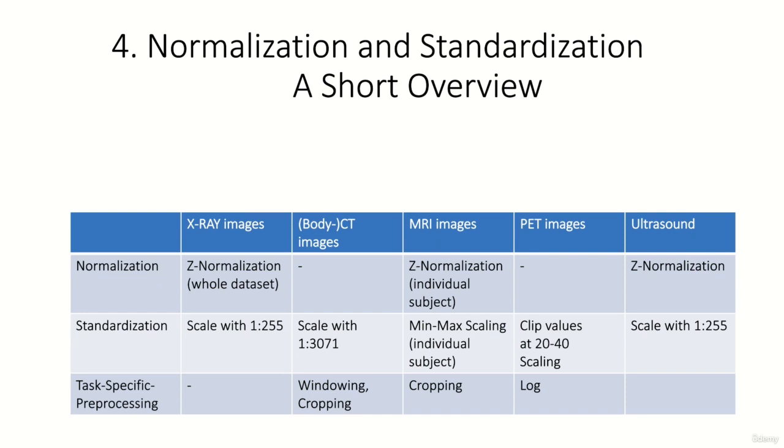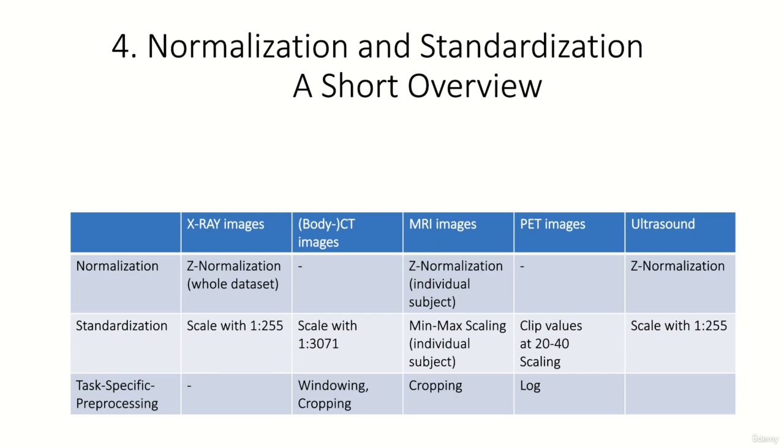When working with X-ray images, you first standardize your data by scaling those images with a constant of 1 divided by 255. After that, you compute the mean and standard deviation of the whole dataset to perform set normalization. When dealing with CT images, you typically don't need to perform normalization. However, it might increase performance when you scale the data with the constant 1 divided by 3071. Additionally, depending on the task at hand, you can use windowing or cropping.